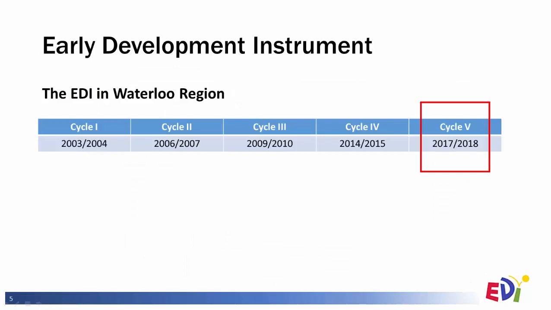Now that you have an idea of what the EDI is, let's take a closer look at the new data. The 2017-2018 dataset is from the 5th cycle of EDI data collection in Waterloo Region. As you can see, the cycles are typically 3 years apart, with a 5-year space between cycles 3 and 4.